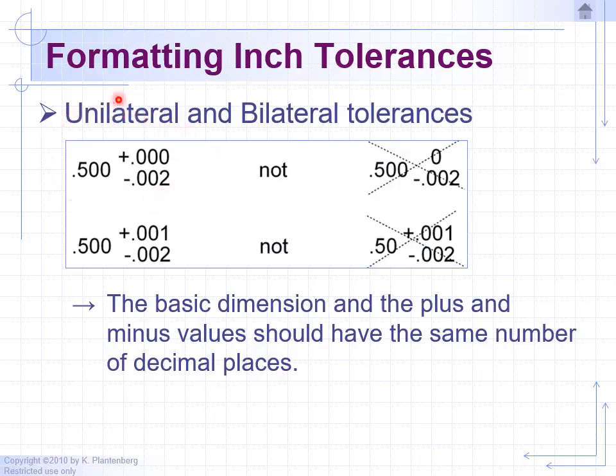And as mentioned in the earlier slide, if you have 3 decimal places in the basic dimension, you also need 3 decimal places in the tolerance. So you can see here this is incorrect. 3 decimal places, then this should also have 3 decimal places. This is correct, 3 decimal places, 3 decimal places. Not correct. This is only showing 2 decimal places, so this should show 2 decimal places also. The basic dimension and the plus and minus values should have the same number of decimal places.